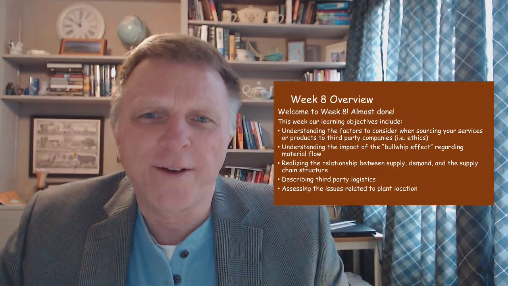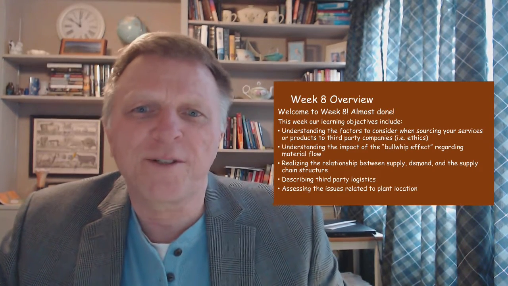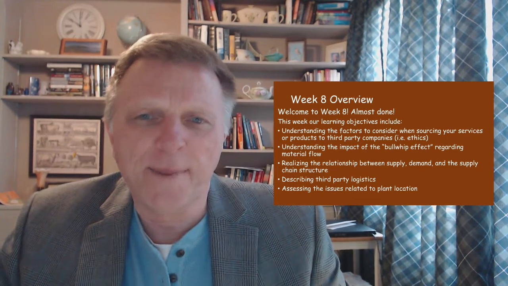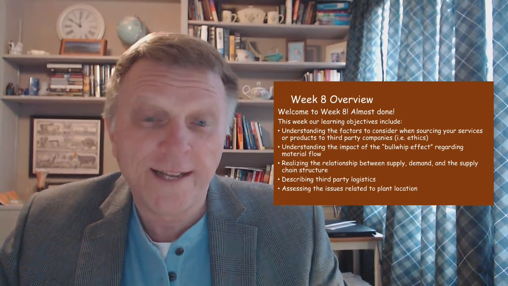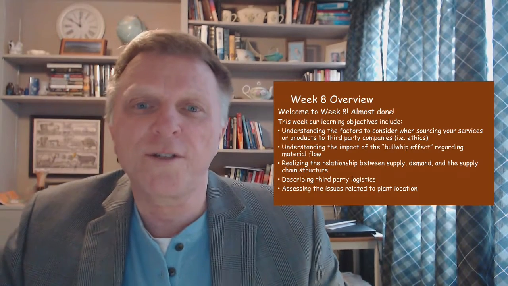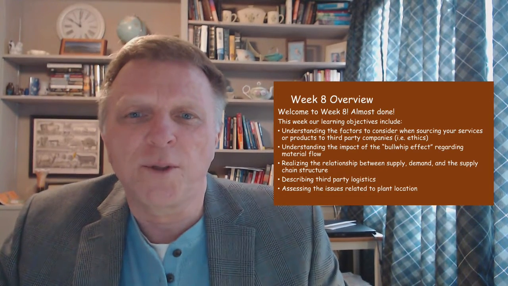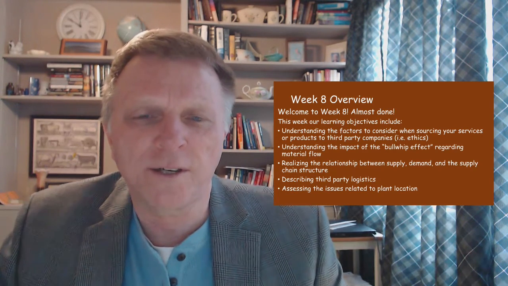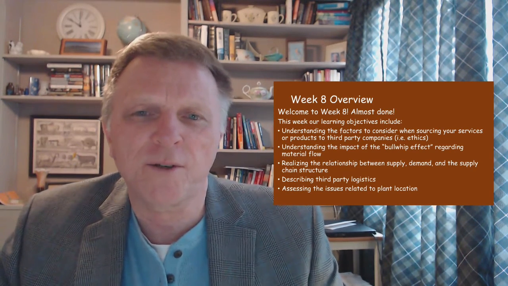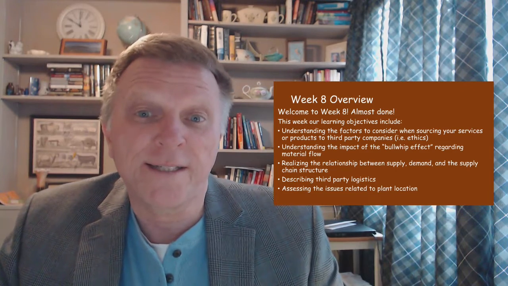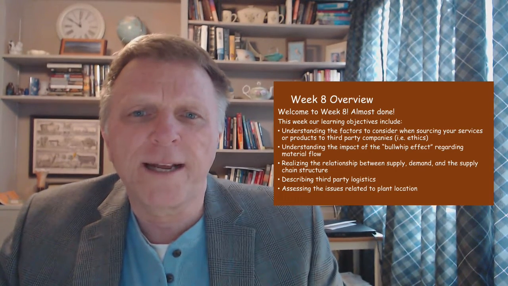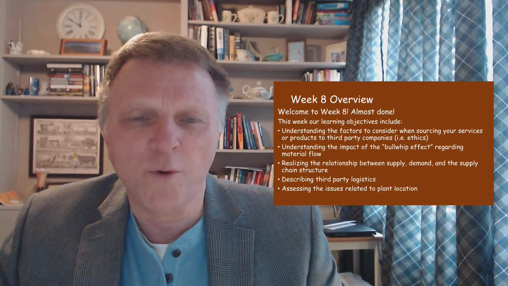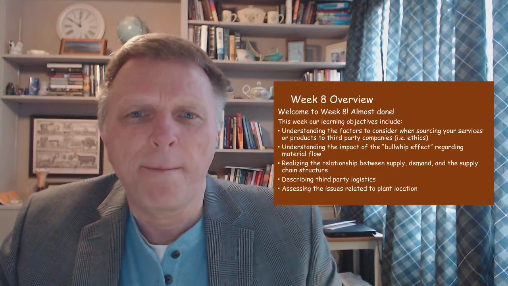So this week we have a number of learning objectives from chapters 13 and 14. The topics we're going to be looking at are understanding the factors to consider when you're sourcing services or products to a third-party company, like what are their ethics, what is their ability to produce the parts or services that you want, and how are you going to assess that? We're also going to be looking at the impact of what we call the bullwhip effect on the flow of material through any supply chain.